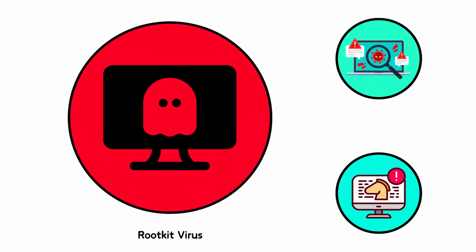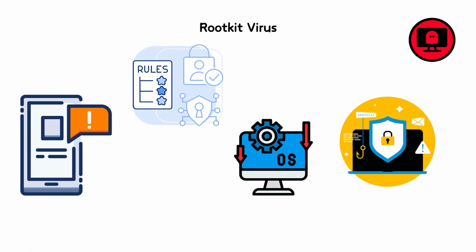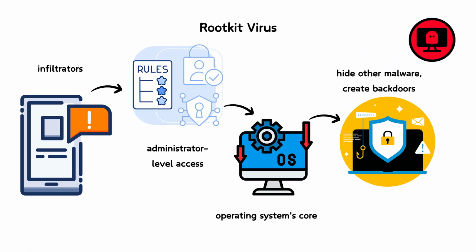Rootkit Virus. Rootkit viruses are the ultimate infiltrators. They are designed to gain administrator-level access to a computer without being detected by the system or any installed antivirus programs. Once installed, rootkits can modify the operating system's core or other software with full system privileges. They can hide other malware, create backdoors, and obscure their presence in the presence of other harmful activities.